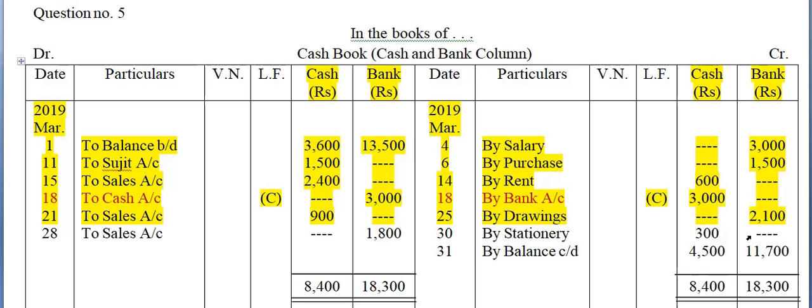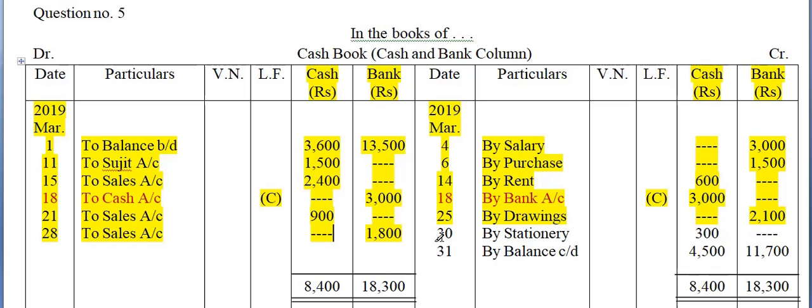28th, sold goods to Pradeep, check received and deposited into bank. So you sold goods to Pradeep, and the payment was received in the form of check, and the same check was deposited into the bank on the very same date, that is on 28th. Okay, so to sales account, simply bank will be increased, cash it will be blank.